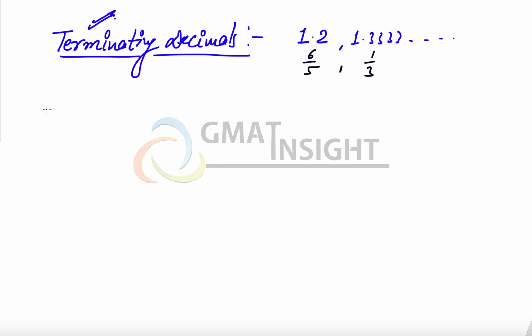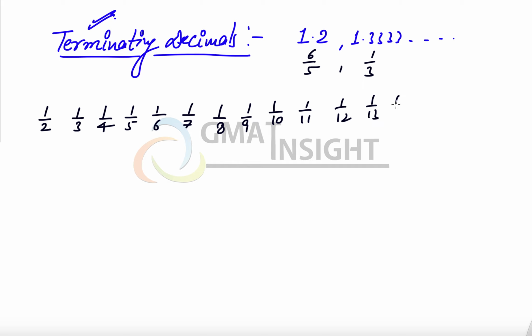So for example, if I say 1 over 2, 1 over 2 is a fraction that has a value 0.5. Similarly, 1 over 3, 1 over 4, 1 over 5. I'm just writing as many as I can. 1 by 5, 1 by 6, 1 by 7, 1 by 8, 1 by 9, 1 by 10, 1 by 11, 12, 13, 14, 15, 16, 17, 18, etc.